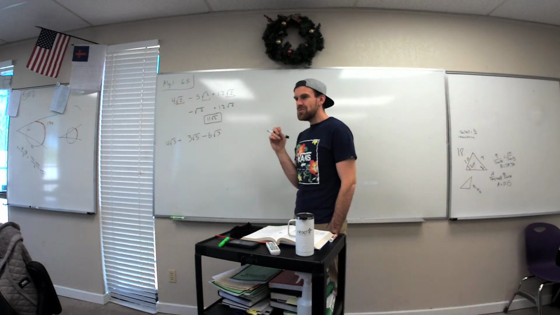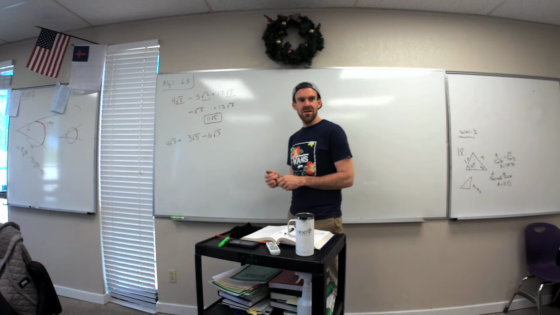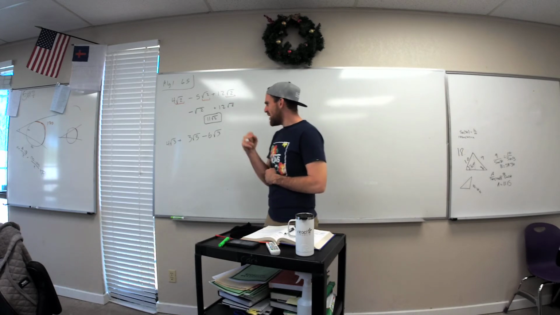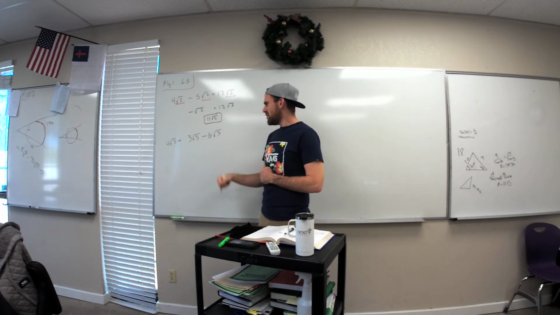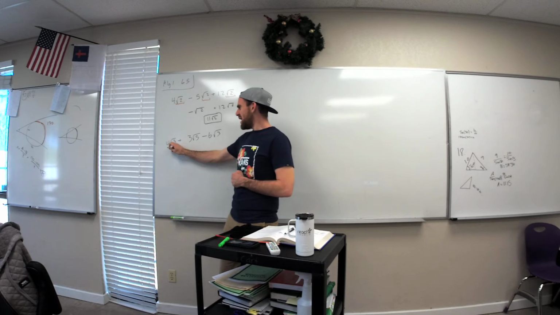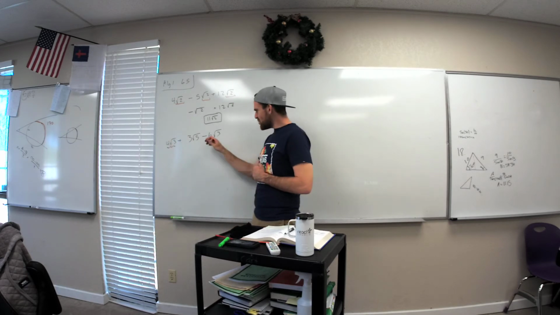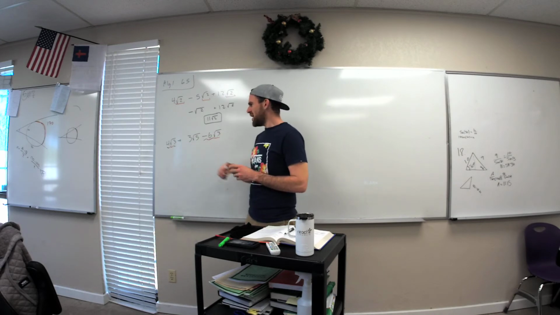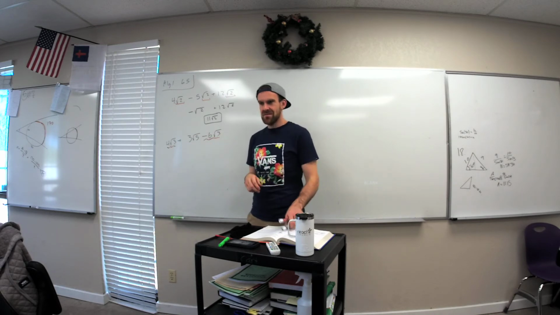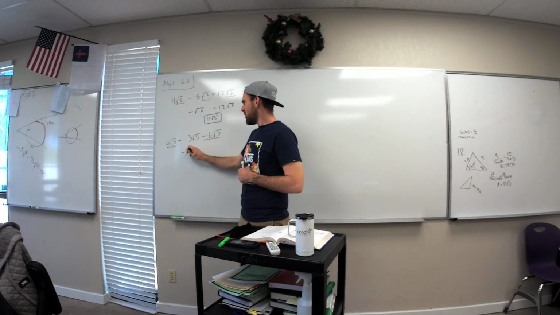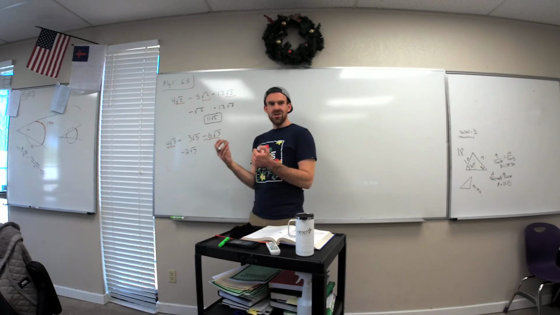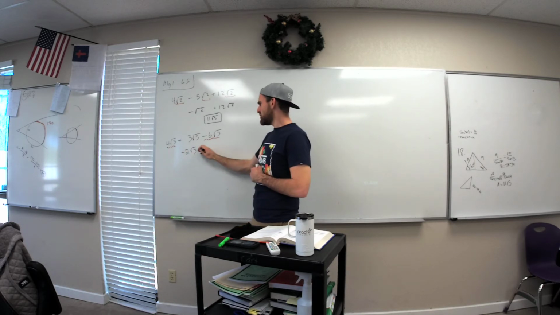Okay, so which ones of these are like terms? Well, they should have the same thing growing off of them. So, do we have any of them that have the square root of 3 in them? Yeah, the first and the last one. What's 4 minus 6? Negative 2. Does the square root of 5 term have any like terms? No. So we ignore it.